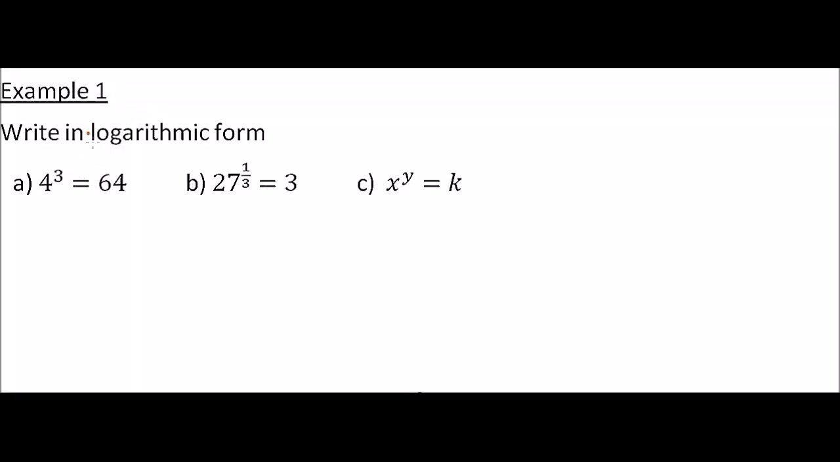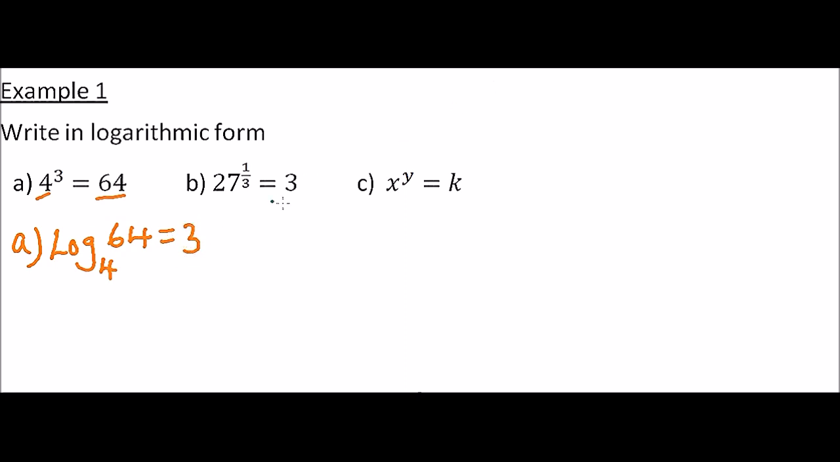So in our example 1, write in logarithmic form, we have a. These expressions are in index form, and to write them in logarithmic form, this is how we write. Start with a. We say the log of 64 to base 4 is equal to 3. So we write logarithm of 64 to base 4 is equal to 3.